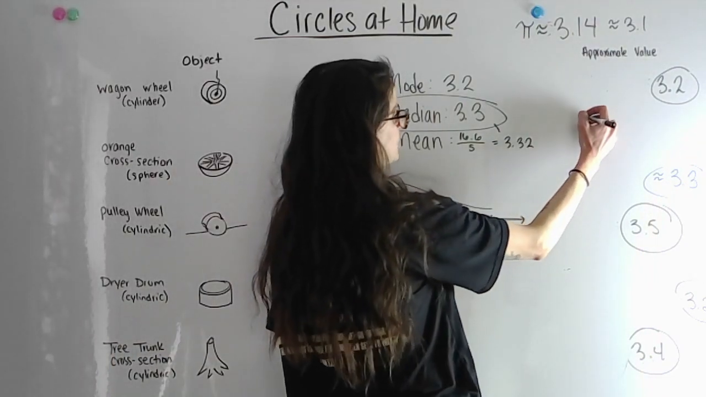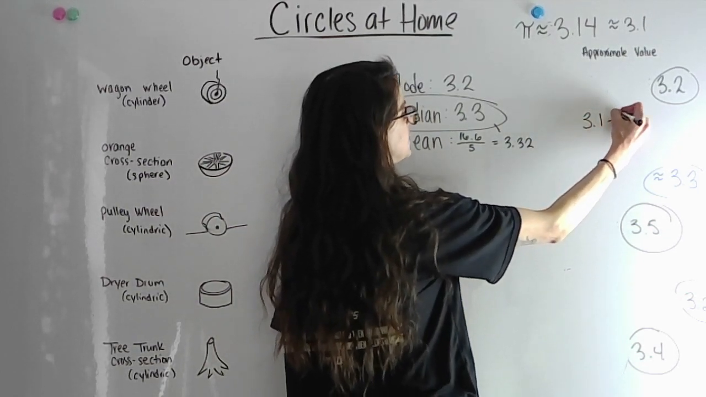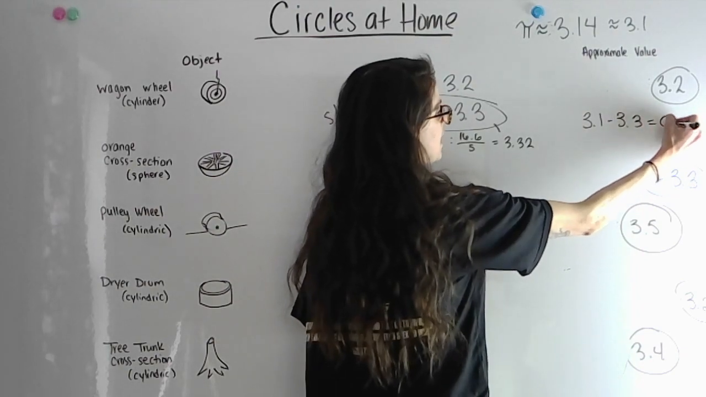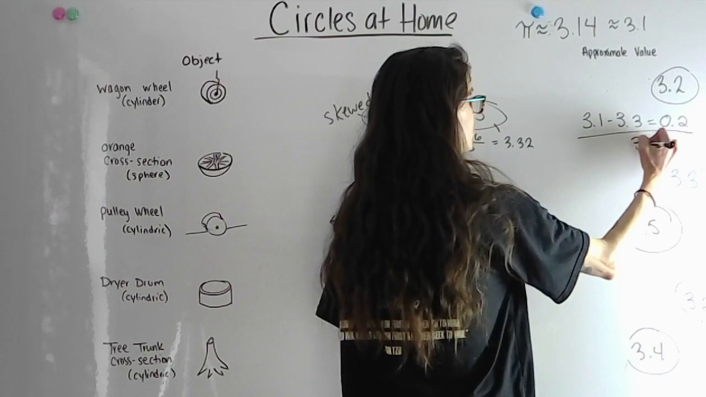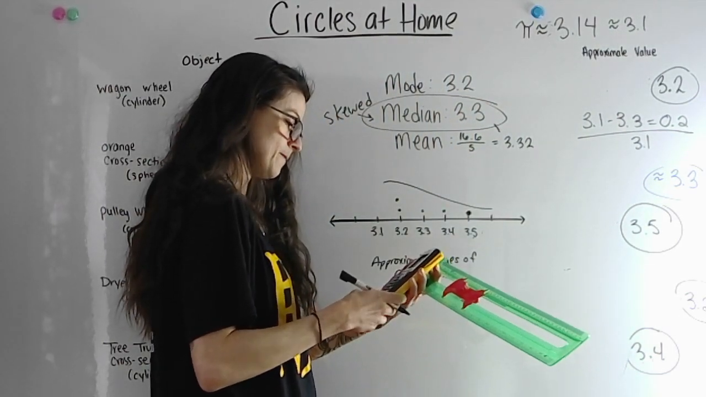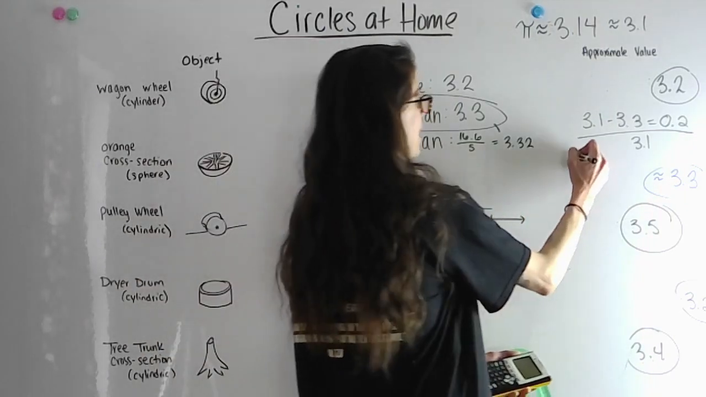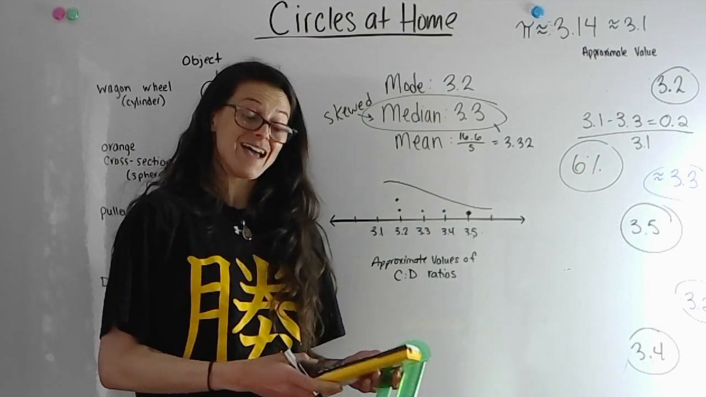3.3, how far off was I from the expected? So really quickly, 3.1 minus 3.3 tells me that I'm 2/10 off of what of pi? 3.1. So 2/10 divided by 3.1 is 6%. So my error is about 6% off, and I'm pretty happy with that.